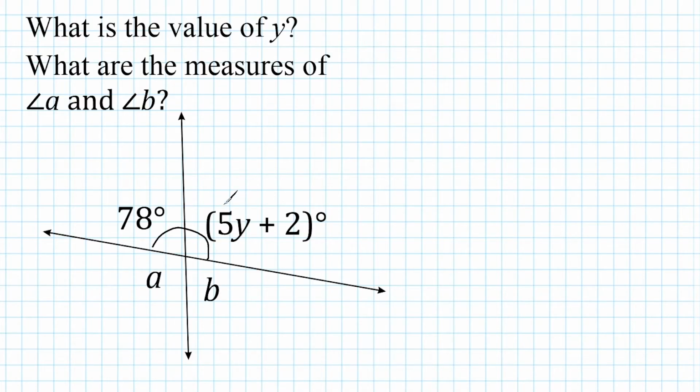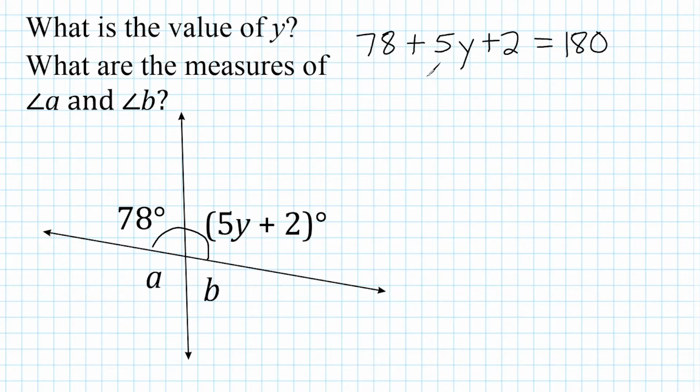Now, because we know that 78 degrees and this expression that represents this angle are supplementary, what we can do is just write an equation that reflects that reality. So we're going to take 78 degrees and add that to the expression 5y plus 2, and then set that equal to 180 degrees because they are supplementary angles. So notice 180 is not given anywhere on here. You just have to recognize when two angles are supplementary.